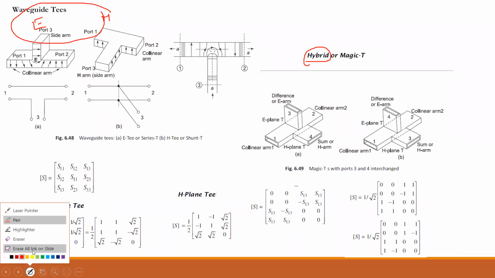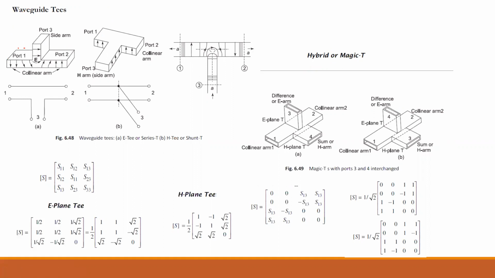So here, if this is the waveguide, if I have this arm present, I'll be having the electric field. Here we have a waveguide. On this, I am having another arm, which is actually the E arm or the difference arm. Generally the E arm is also called as the difference arm, and H arm is also called as the sum arm.